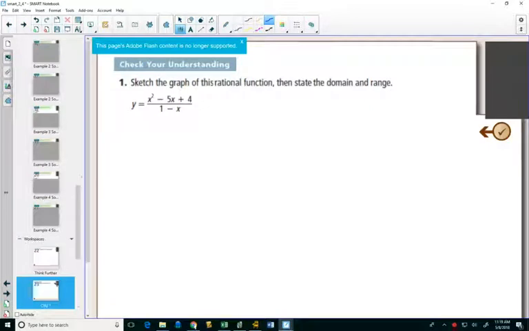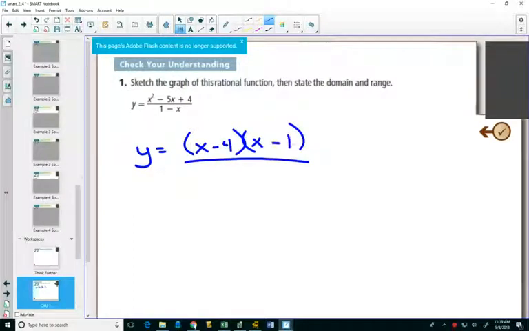Again, we always start off by factoring, so if I factor the top, I'm going to get x minus 4 and x minus 1. Now, I don't want you to write the bottom yet. Okay, the bottom is 1 minus x. I don't want you to write the bottom yet because after I factor the top, I have an x minus 1 as my factor on the top, and I have a 1 minus x as my factor on the bottom.